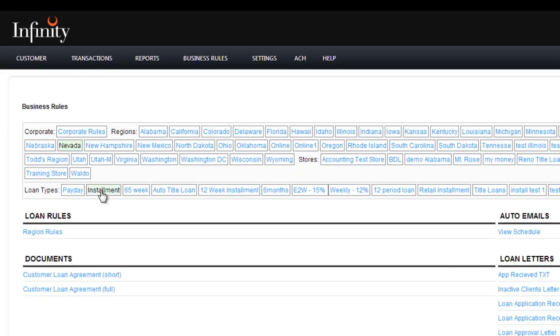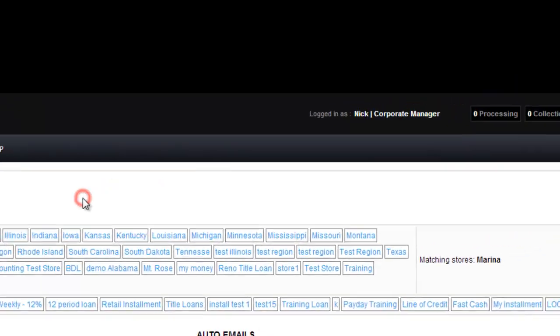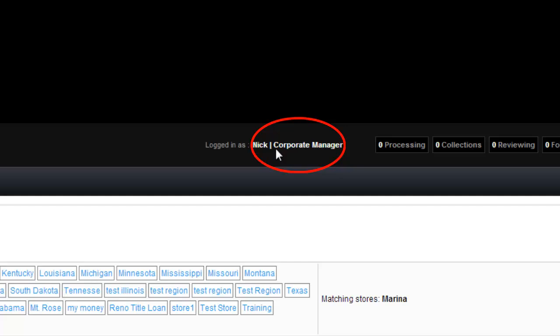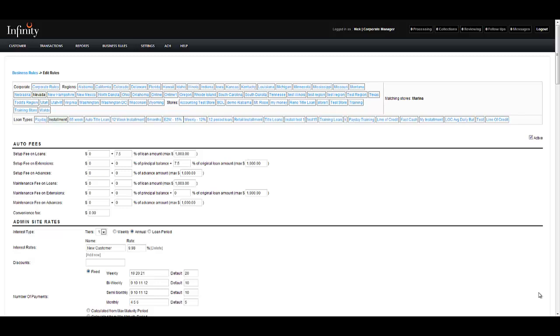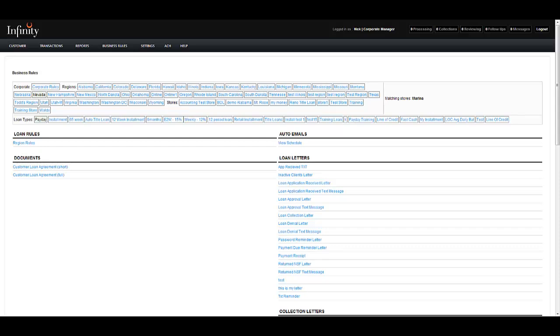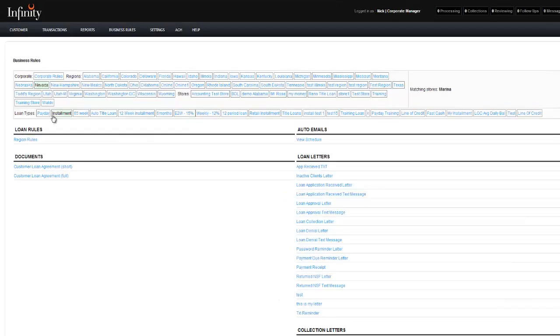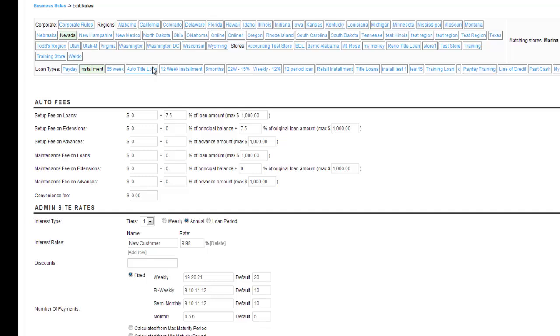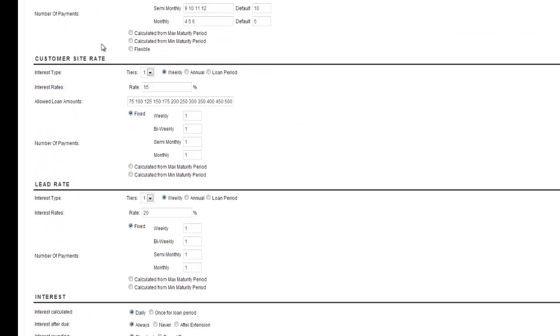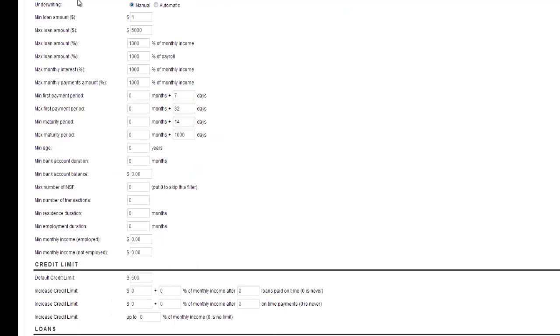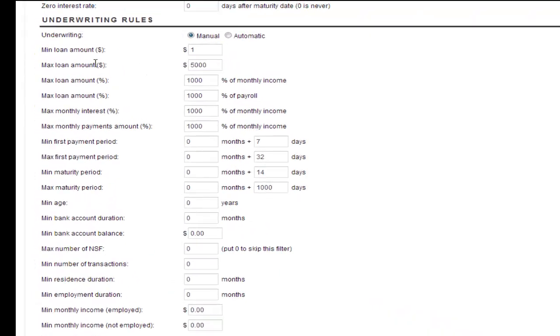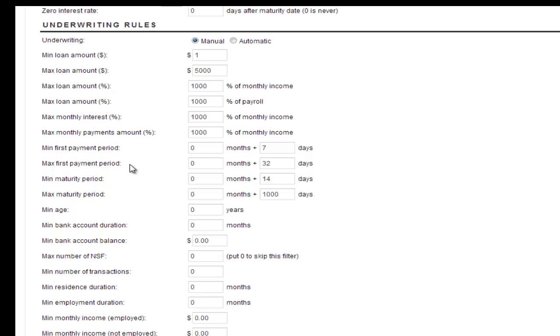It's important first to understand that in order to access any of these, you must be given the proper permissions. You can see now that I'm logged in as a corporate manager. So I have access to make and edit whatever I would like within the underwriting rules section, or corporate rules, depending on what access you're granted under the loan rules heading. To access, click on region rules and scroll down to the underwriting rules section. And from here we're just going to go down the list and explain what each portion does and how to edit it.